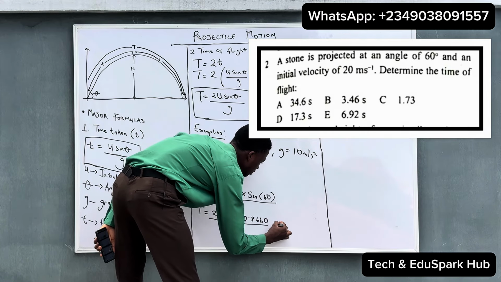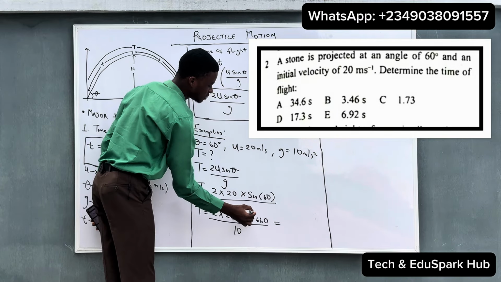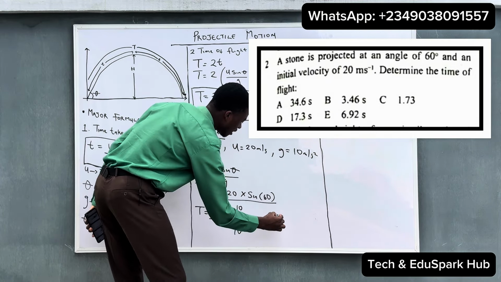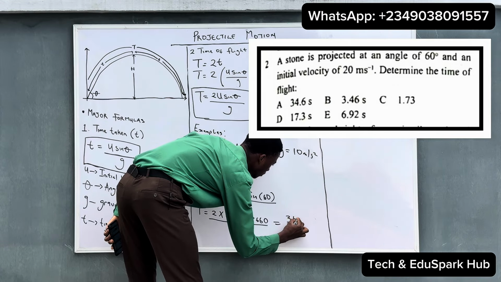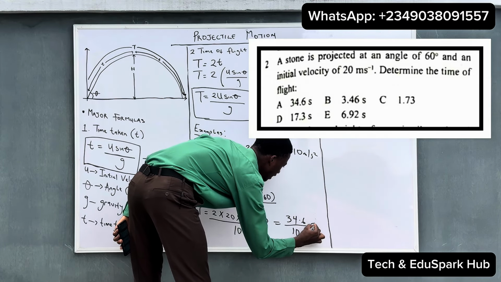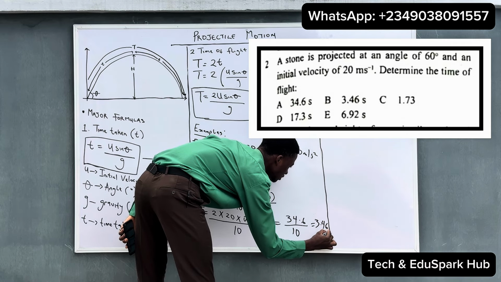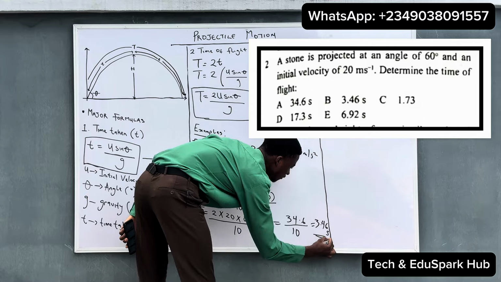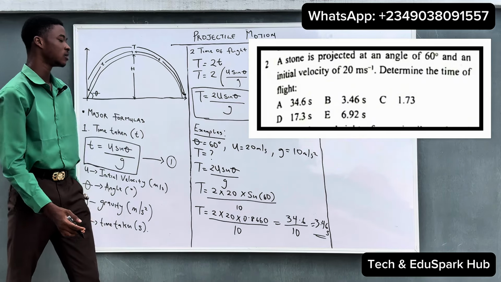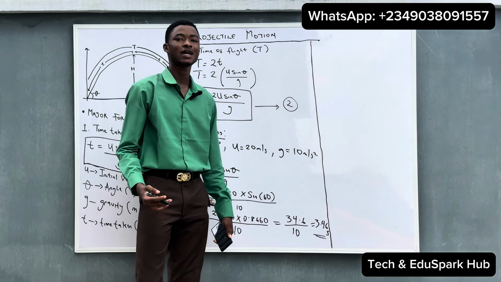So when you multiply 2 by 20 by 0.8660, you have 34.6, divided by 10. And our final answer will be given as 3.46 seconds. So this is our final answer to questions of this type. So 3.46 seconds is correct. And this will be all on the time of flight.